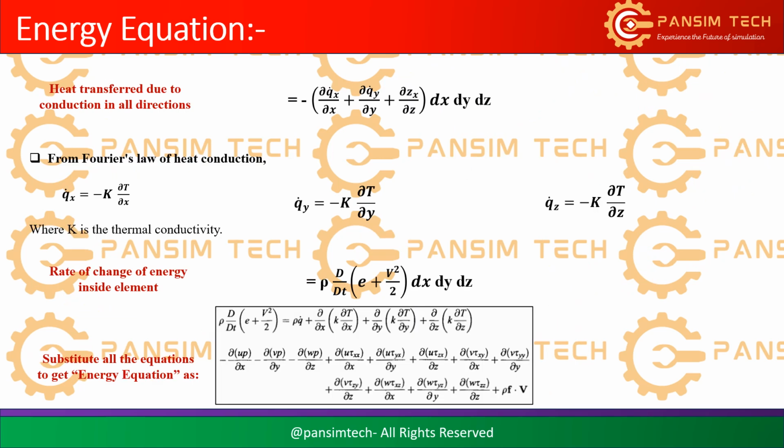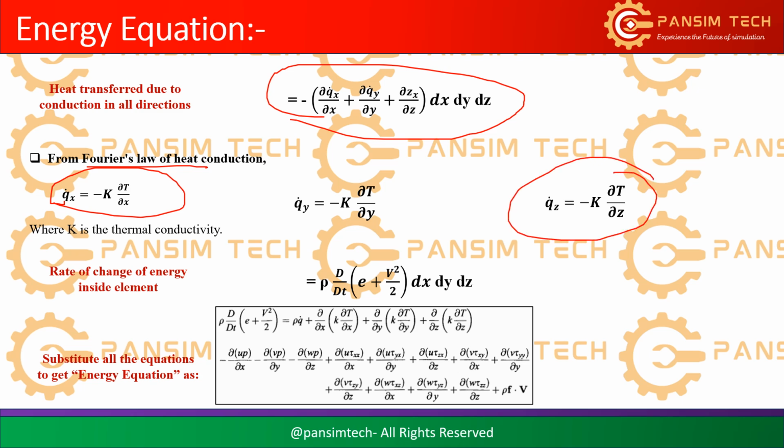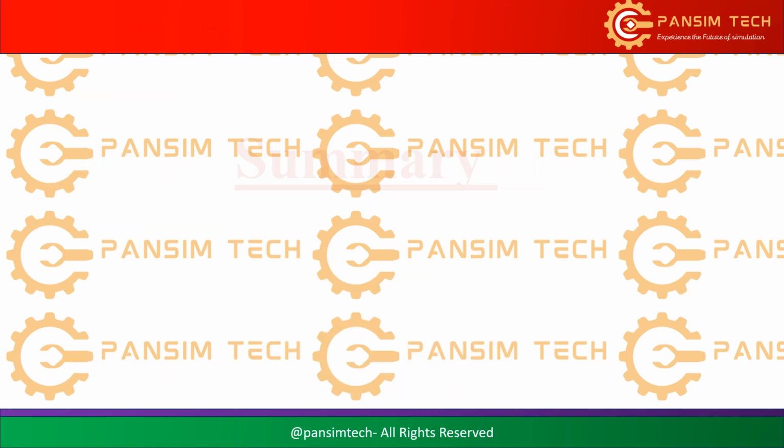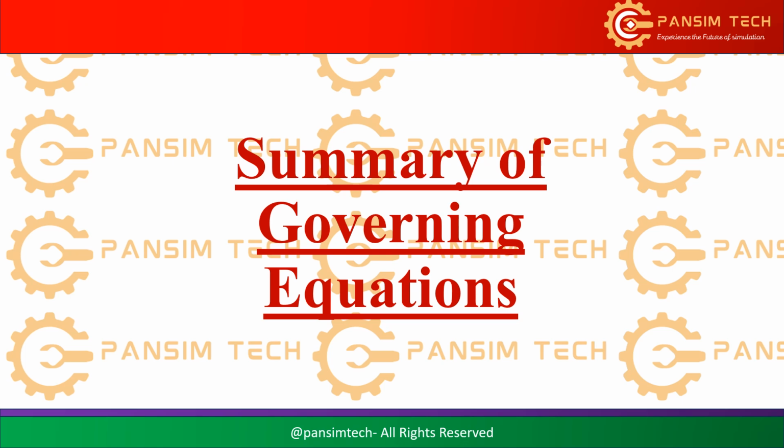So heat transfer due to conduction in all directions is this. From Fourier's law, we know this. If you want to substitute in terms of temperature, just substitute, and you'll get this type of equation. This equation we generally discretize, and we hook this discretized equation into our CFD software. Okay, hopefully it's clear.